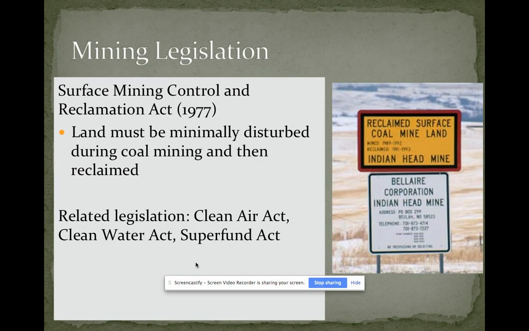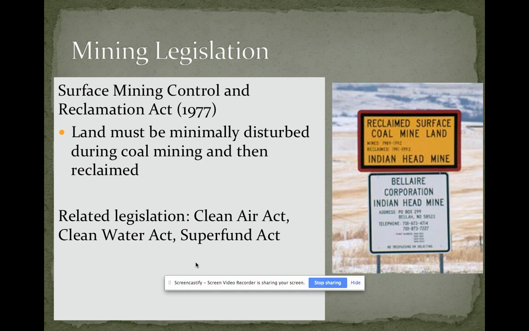And finally, some legislation. The Surface Mining Control and Reclamation Act basically says that land must be minimally disturbed while you're mining, and then it must be reclaimed afterwards. So remember, reclamation is putting it back to a useful purpose. So you guys had to reclaim your cookie when you were done.